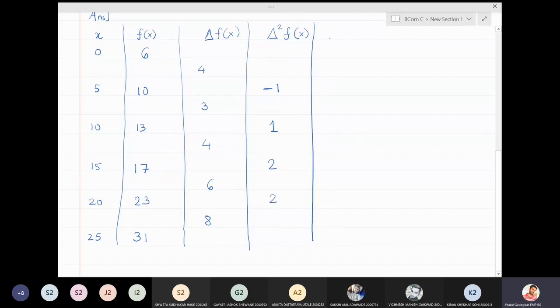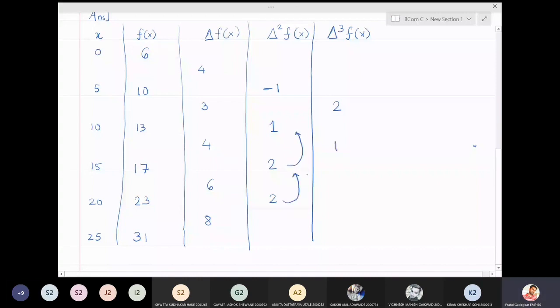Then let me calculate delta cube fx. How much more are we supposed to do? Until we get one single entry, we will do this. Okay, so what is delta cube? Same thing, 1 minus of minus 1. What is 1 minus minus 1? 1 minus minus 1 is 1 plus 1, which is 2. So I will write 2. The lower number minus the upper number. Okay, I will write it here in the middle of them. Then next is 2 minus 1 is 1. 2 minus 2 is 0.